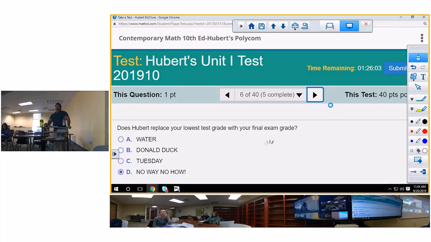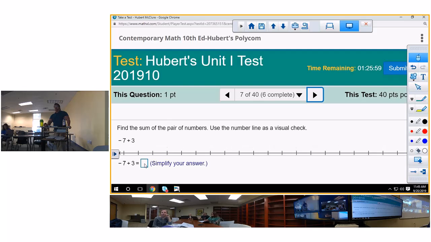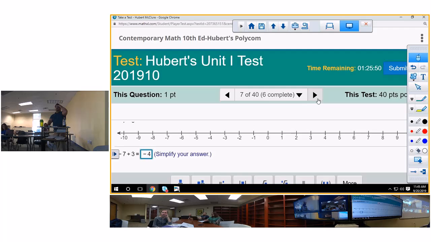Okay, what is negative 7 plus 3? You owe $7. You give them 3. You owe 4. Next.